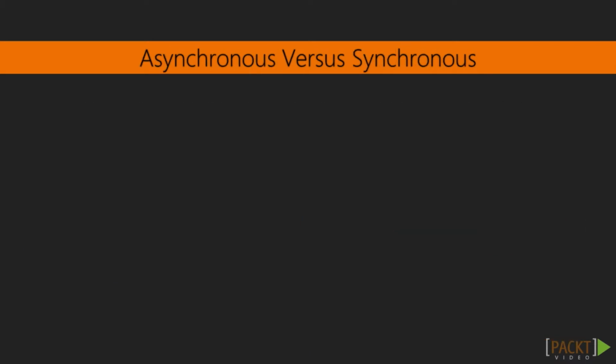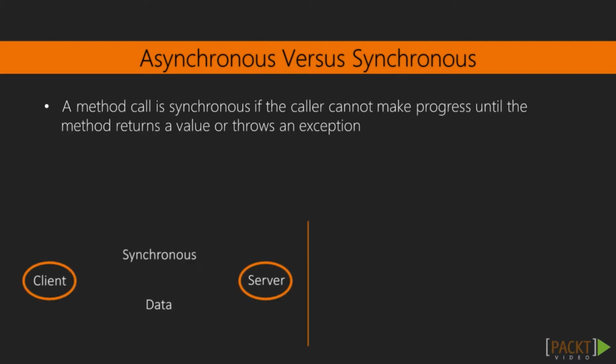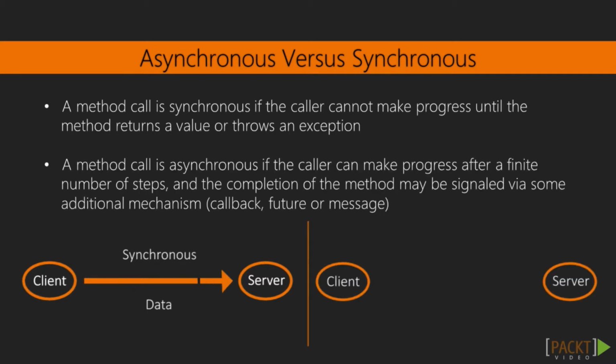The second thing in this video is asynchronous and synchronous calls. A method call is synchronous if the caller cannot make progress until the method returns a value or throws an exception. On the other hand, an asynchronous call allows the caller to progress after a finite number of steps, and the completion of the method may be signaled via some additional mechanism. It might be a registered callback, a future, or a message. Actors are asynchronous by nature. An actor can progress after a message is sent without waiting for the actual delivery to happen.